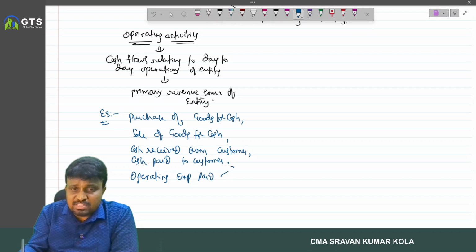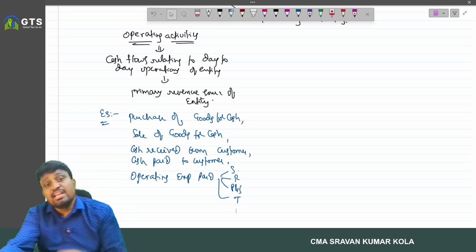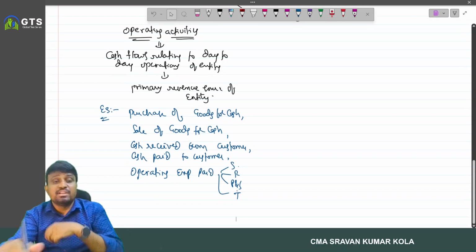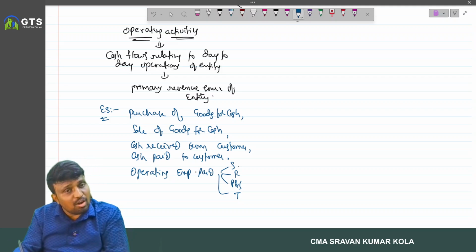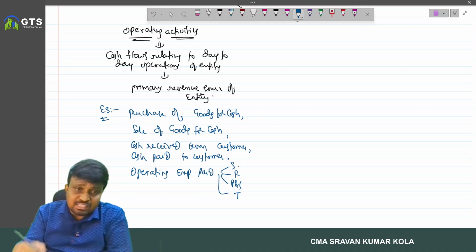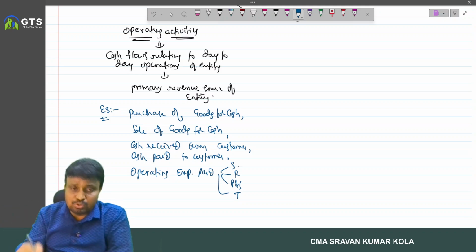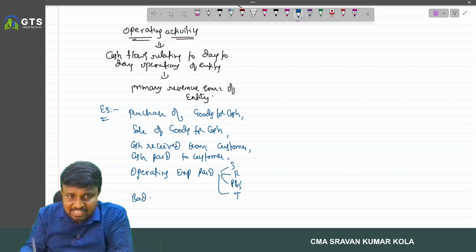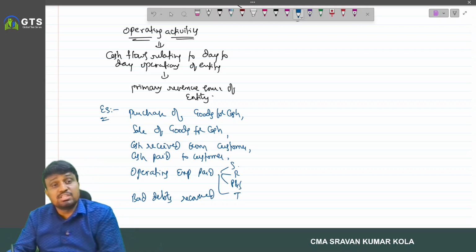What are operating expenses? Like salaries, rent, printing and stationery, traveling expenses, etc. Any operating expenses paid are also covered under what? Operating activity. And any operating income we received, like sale of goods, and even bad debts recovered, is also covered under operating activity.